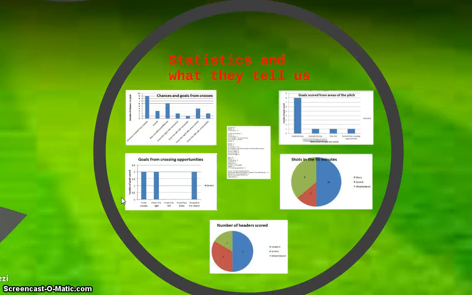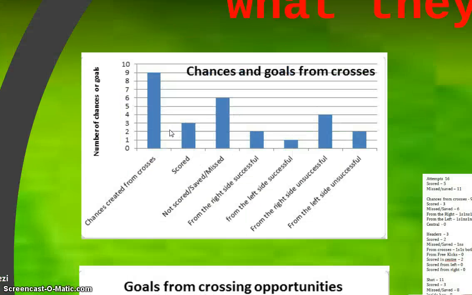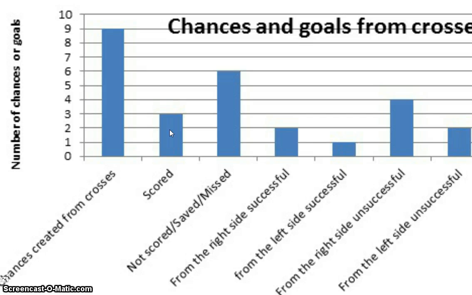Here is a list of statistics drawn from my coding. Here, the chances from crosses show the number of crosses was 9. A third of these were scored, which is a fairly good outcome for this type of crossing. There were 6 chances missed. More chances came from the right side that were scored and 1 from the left side. This shows that the right side was stronger, however more unsuccessful because they did put in more crosses.